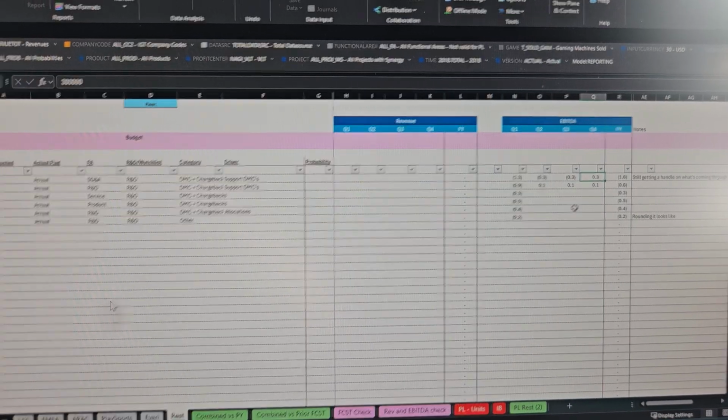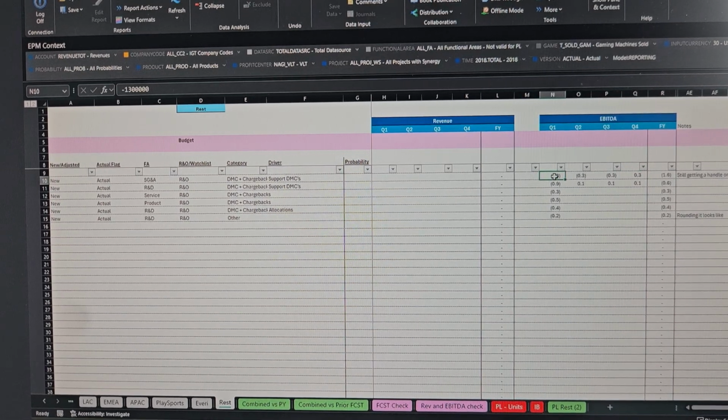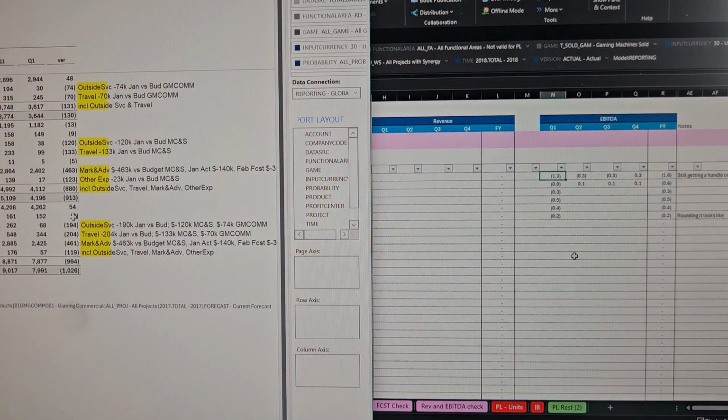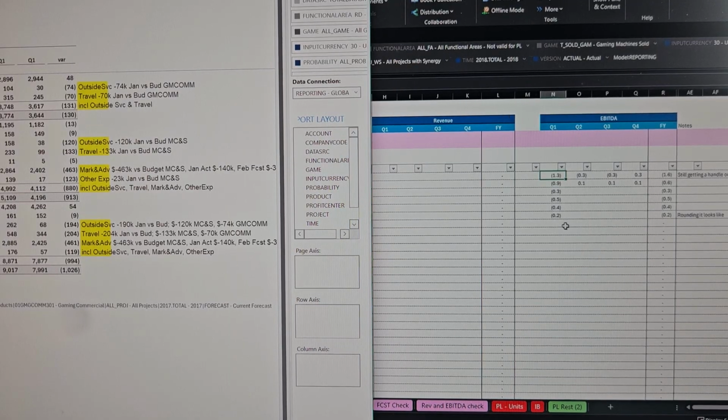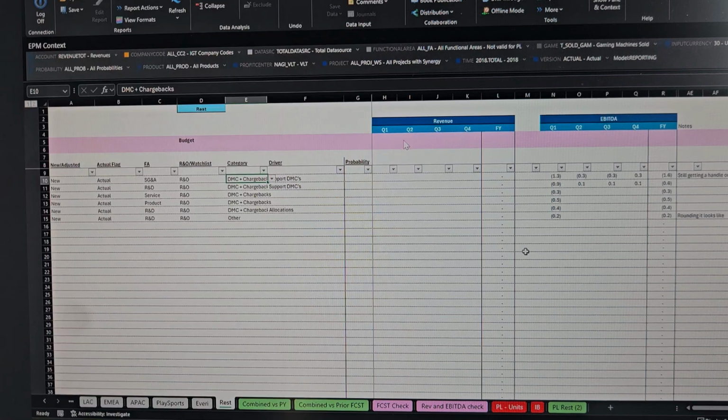Gotcha. Okay, so if that's the case, then there's still another $1 million unfavorable SG&A, in DMC and chargebacks. The big one that I see, where we're over, is $500,000. We had a big chunk in gaming support, almost. Here, I'll share my screen.